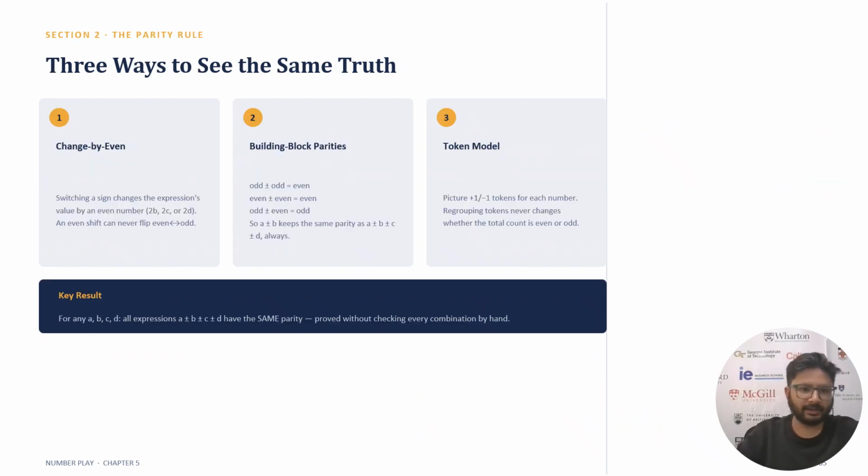Again, on the parity rule, change by even. Basically, switching a sign changes the expression's value by an even number, and the same goes for odd numbers also. So if you are switching the signs, the parity is going to remain the same, but the absolute value would change. Like we saw that one time it was becoming 18, then it was 8, then it was 4, but it was all even.